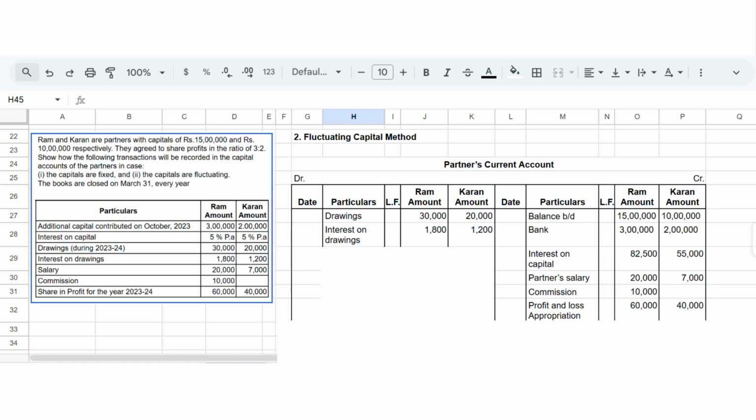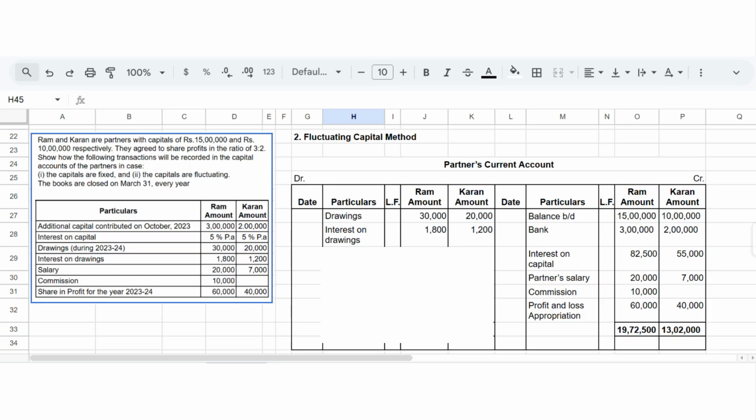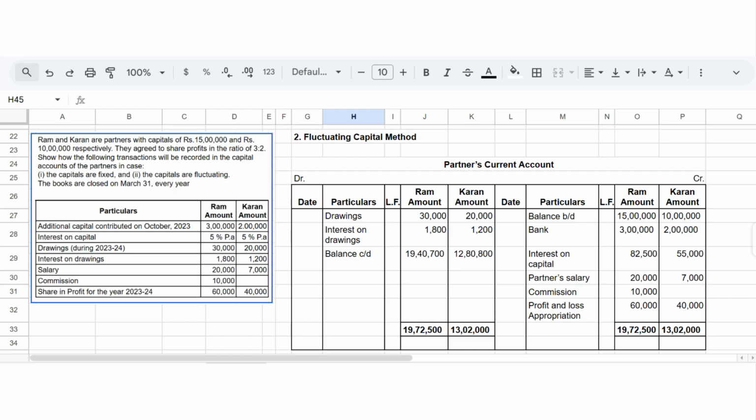Now let's calculate the total. Credit side 19,72,500, 13,02,000, and debit side balance carried forward 19,40,700 and 12,80,800.